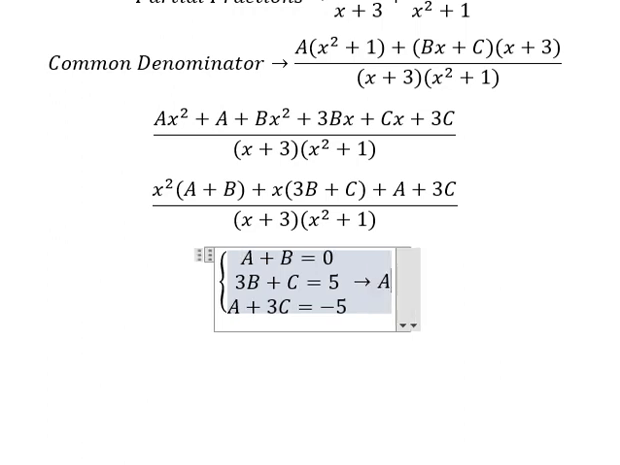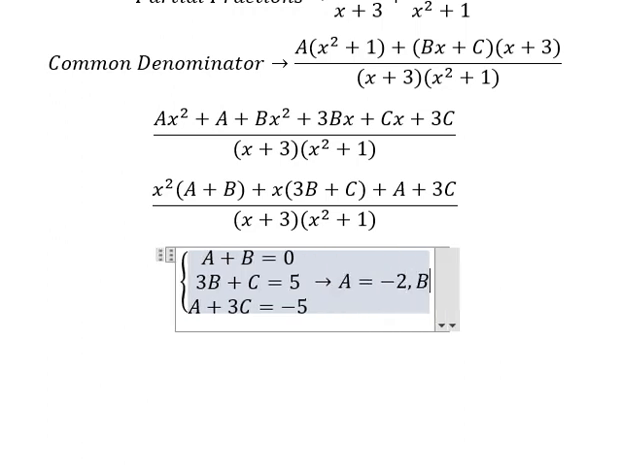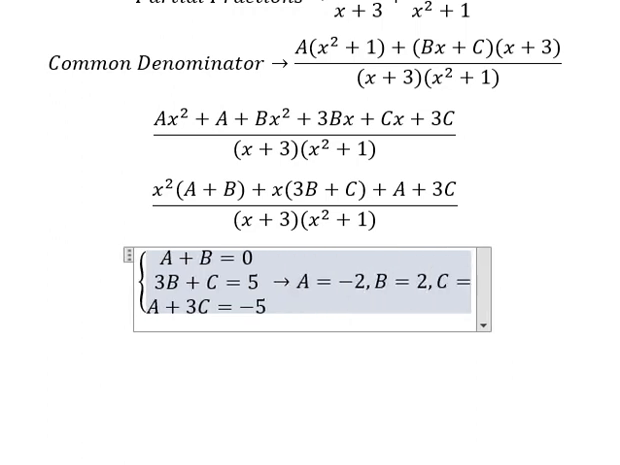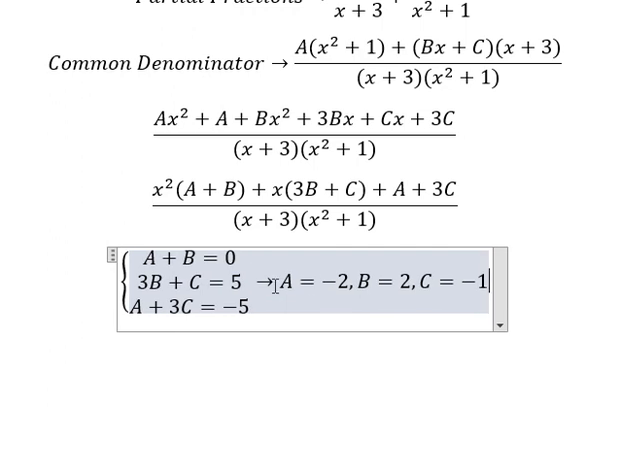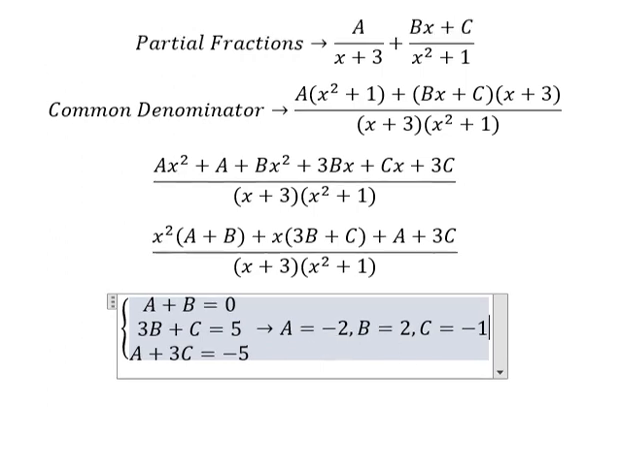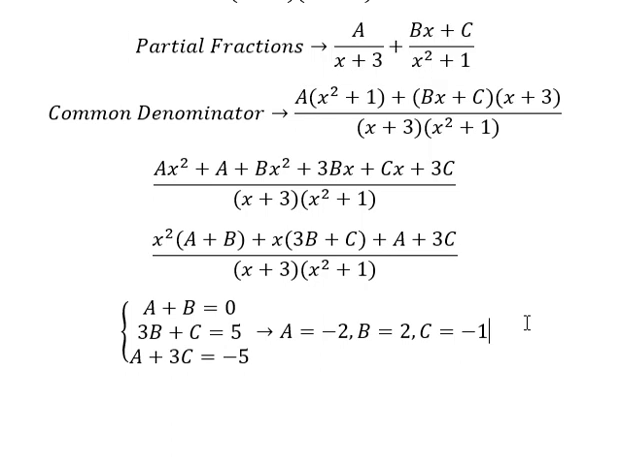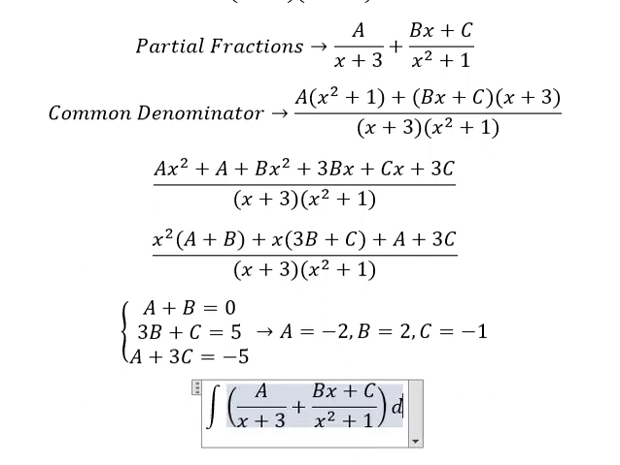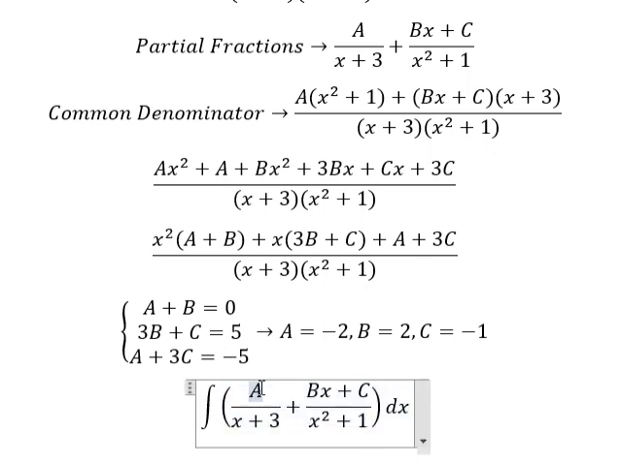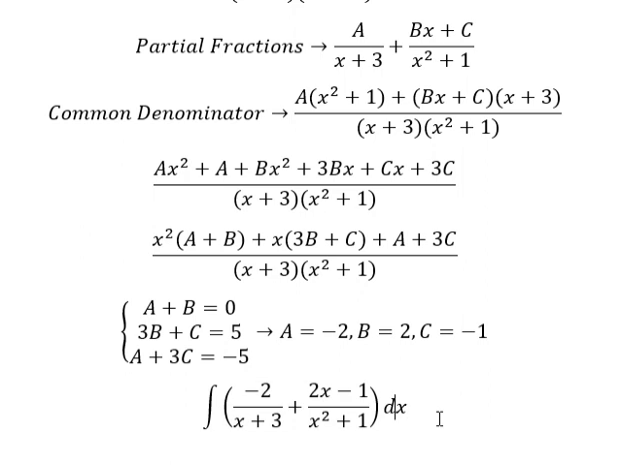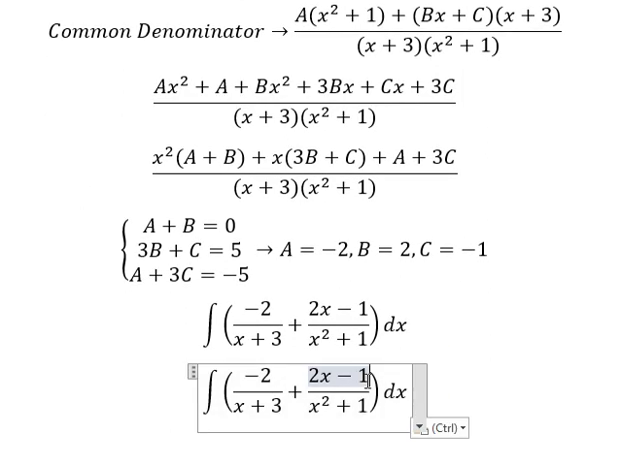So A equals negative 2, B equals 2, C equals negative 1. So we put A, B, C here. And now we can put it like this.